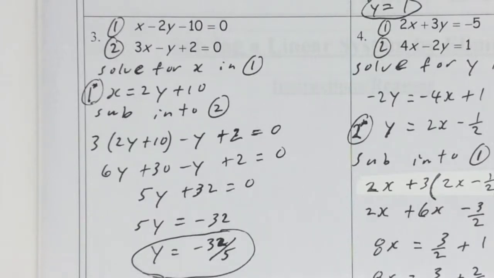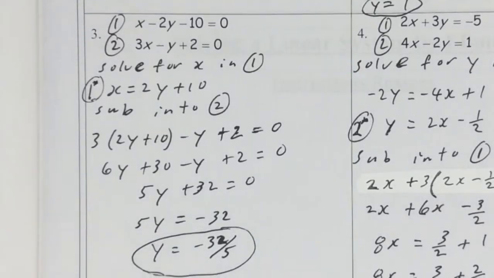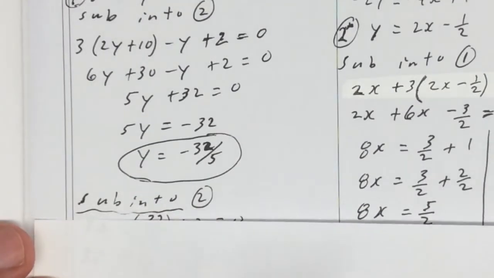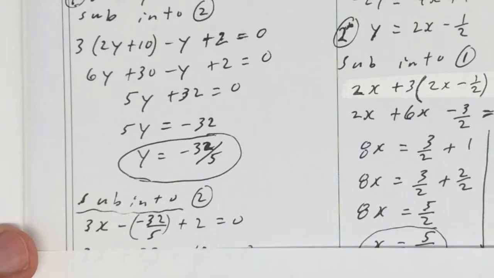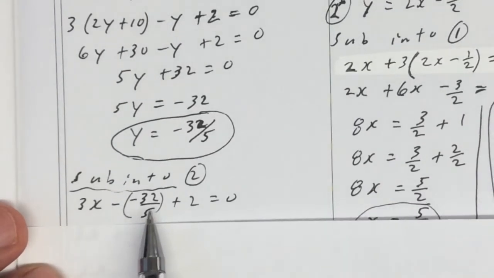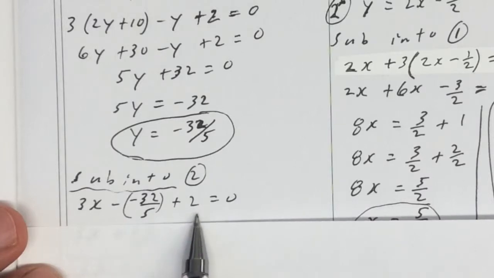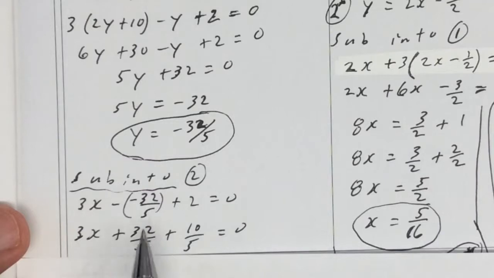So this is where the power of this really comes in handy. We're able to get really perfect answers for this. Okay? Now we take that and we sub it into 1 or 2. I'm going to sub it into 2. You have to be able to work with fractions here to do this. So you've got 3x minus negative 32 over 5 plus 2 equals 0. Okay? That becomes a positive 32 over 5.